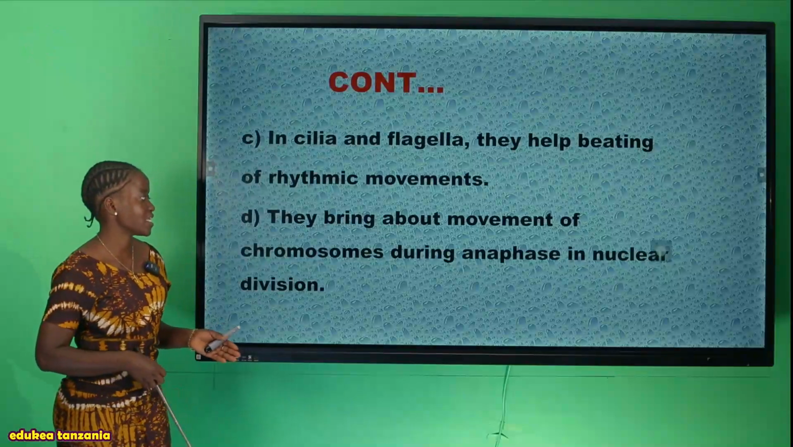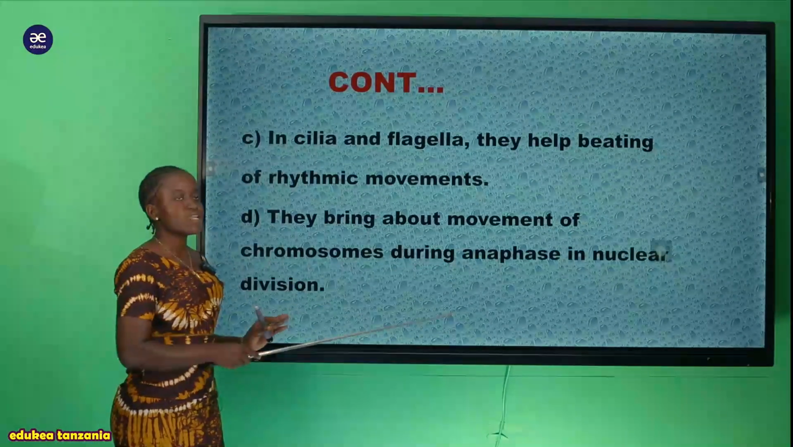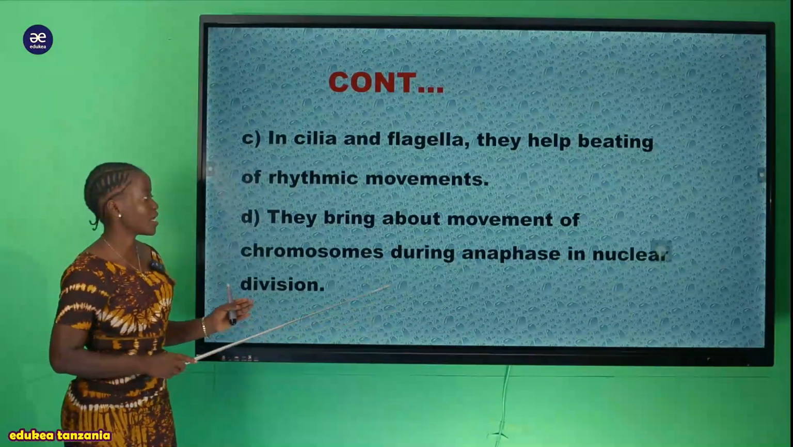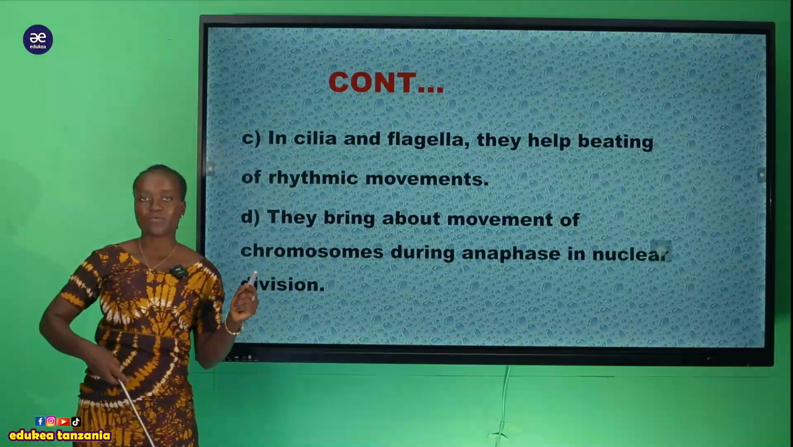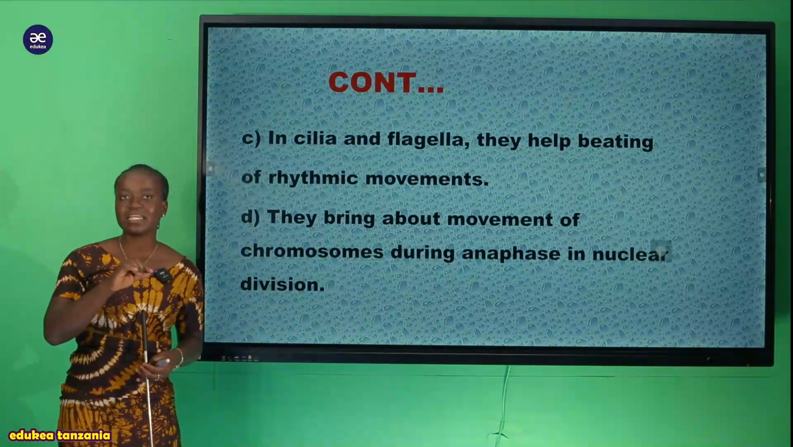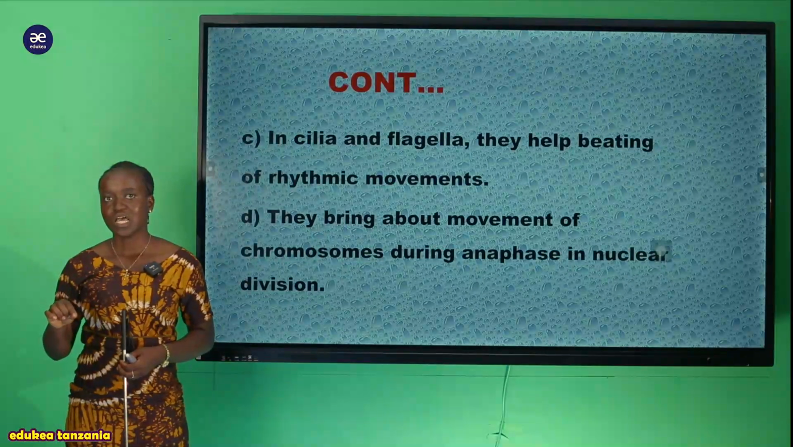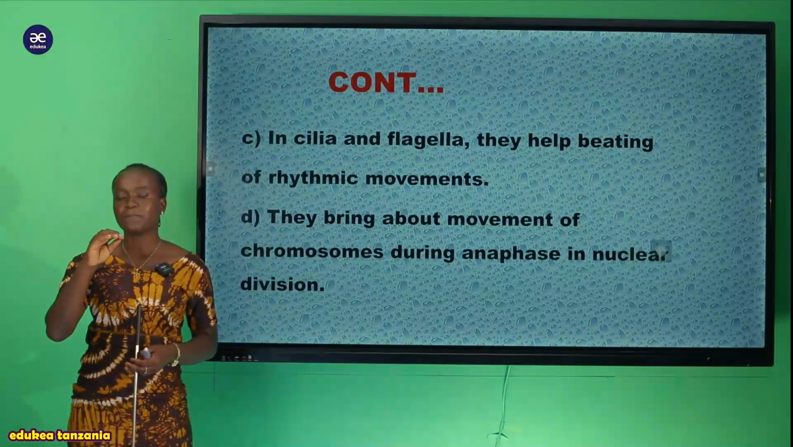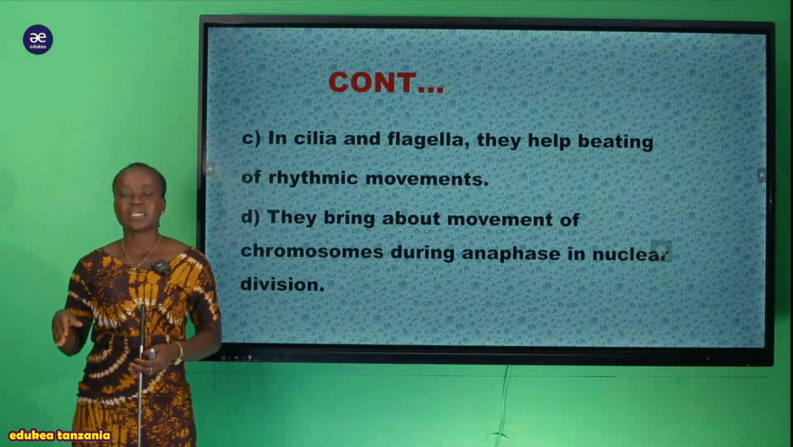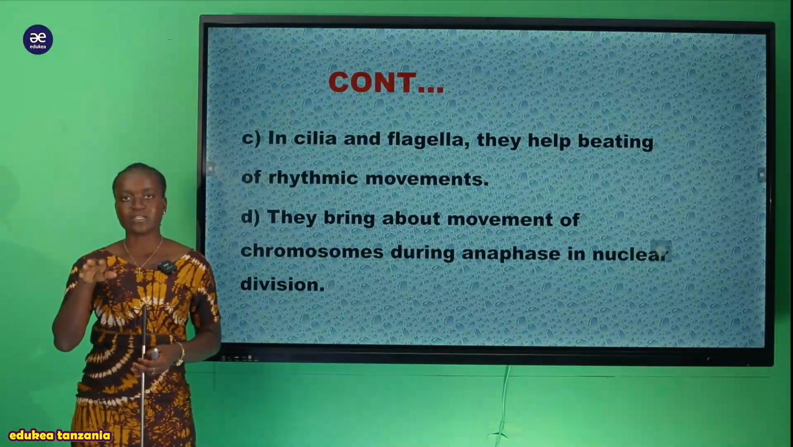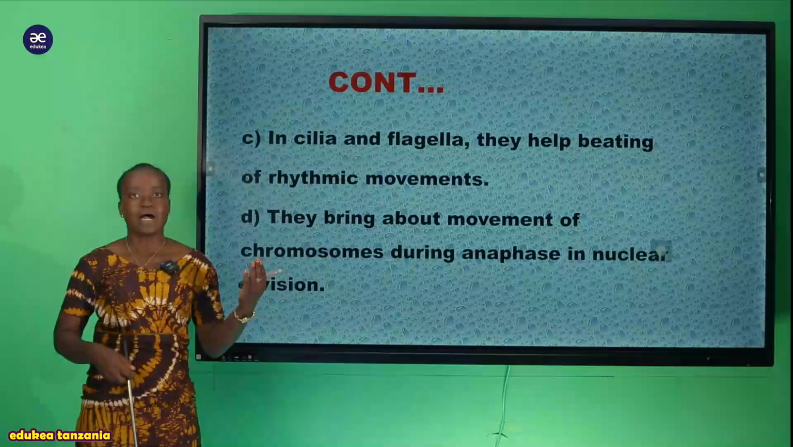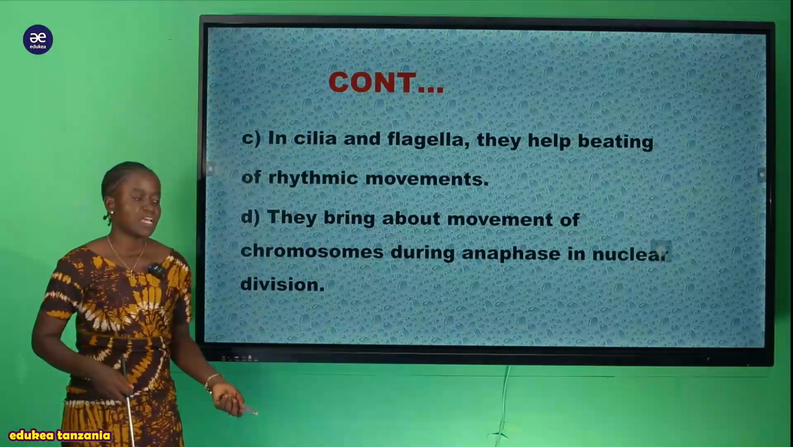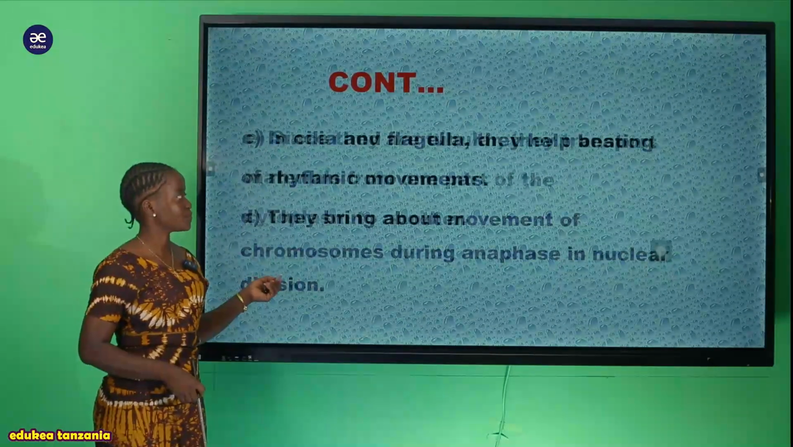So in the process of anaphase is where there is movement of chromosomes. How do those chromosomes align up into the equator position? How they tend to pull off to either pole side of the cell is because of the presence of the microtubules which enhance that movement.